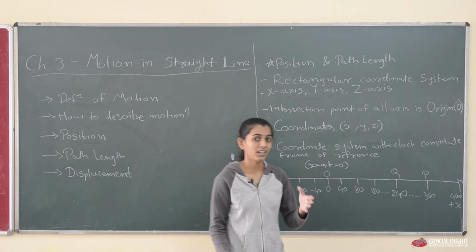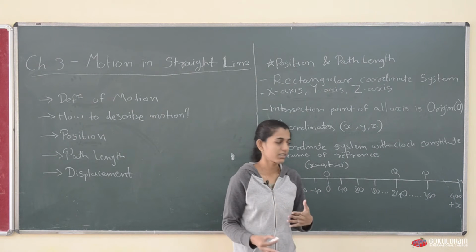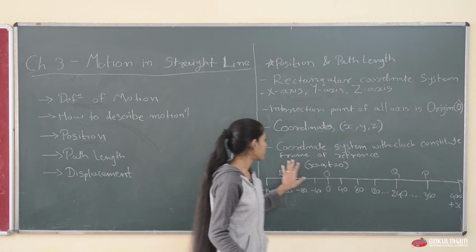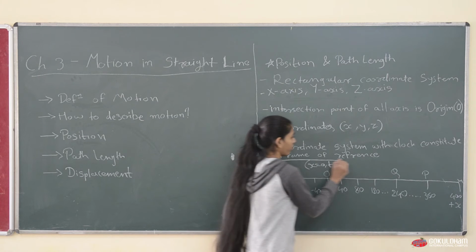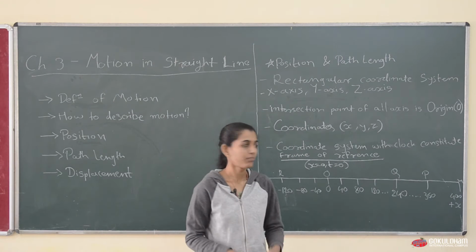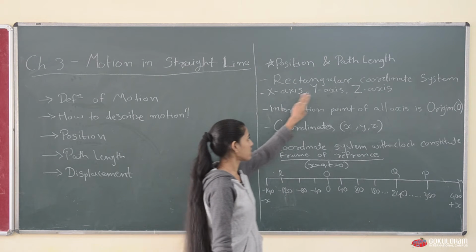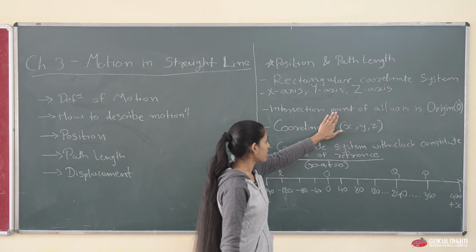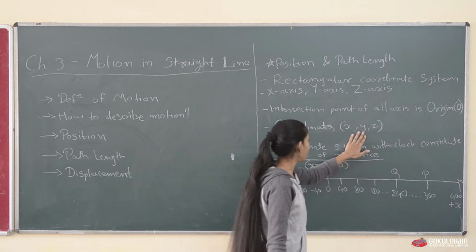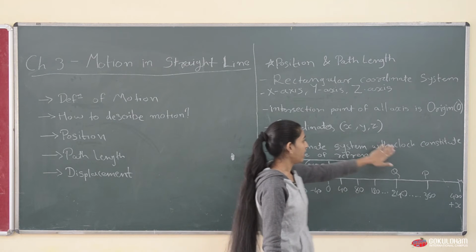We also take a clock in our coordinate system, and the coordinate system with the clock will constitute the frame of reference. So the things required in our coordinate system will be three axes, x, y and z, and the intersection point of these axes, which is our origin, the three coordinates for our axes, and a clock.